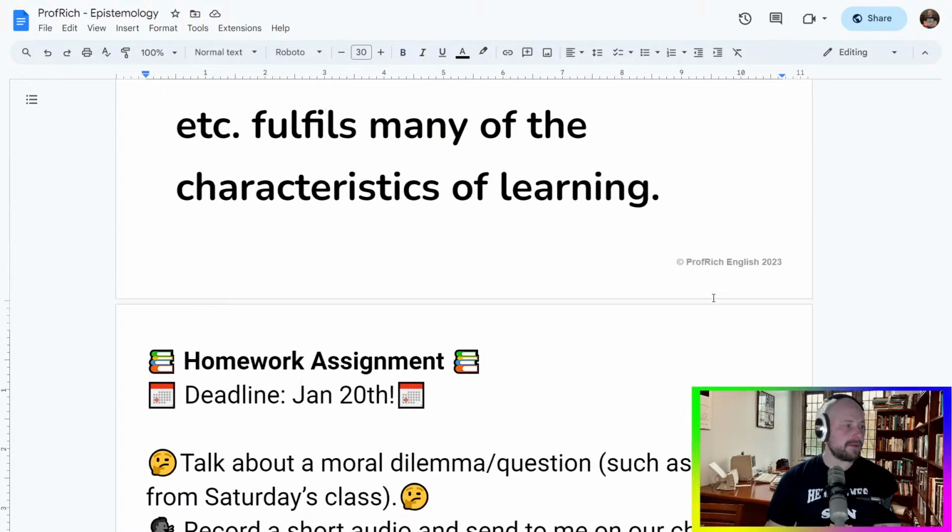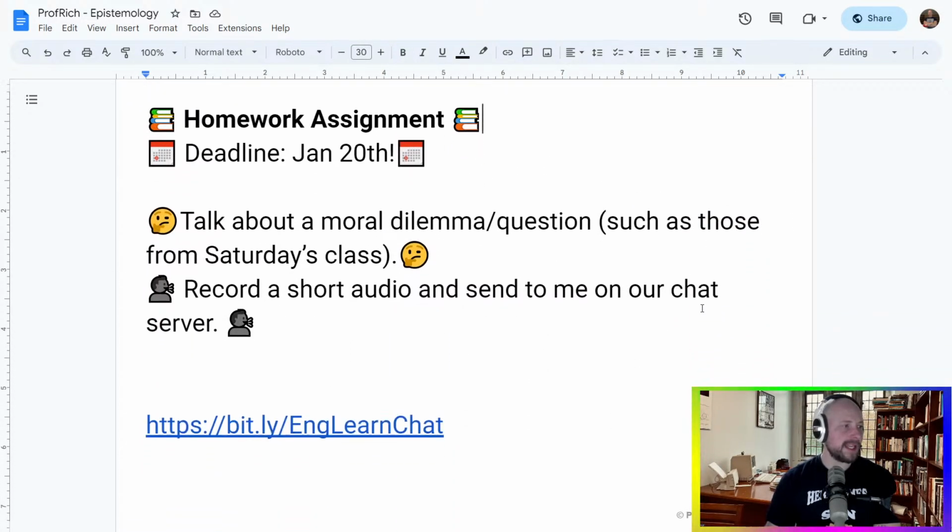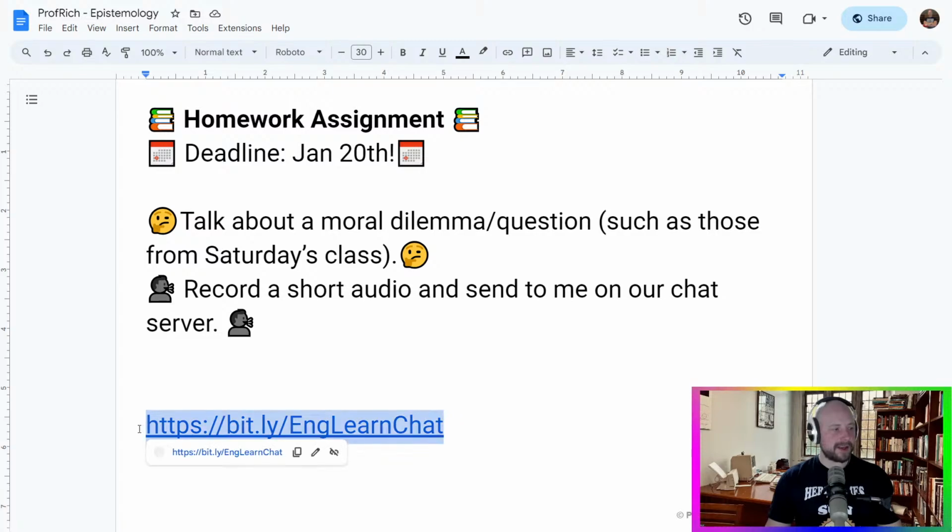So, folks, here's our current homework assignment. Our homework is for Saturday, and it's about last class. The homework is to talk about a moral dilemma or question, such as those from Saturday's class. Record a short audio and send it to me on our chat server. The link to join our chat server is there. That's a Discord chat server.